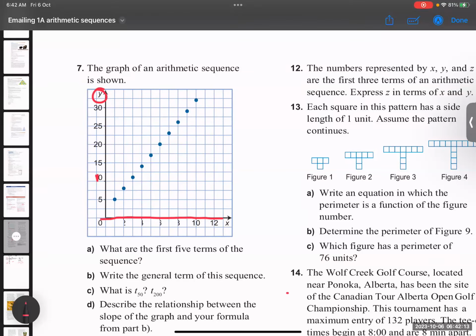But from what I can see, the first numbers are 2, 4, 6, and 8. This is 0, 5, 10. Is it clear? This is our x-axis. This is our y-axis. That's what I have plotted.